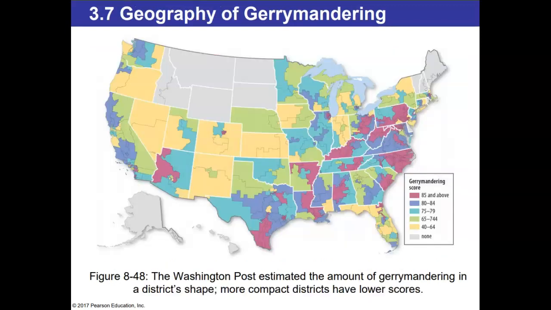Some states go to lengths of ensuring that districts are not gerrymandered by using independent commissions to determine those boundaries, and other states have very strong instances of gerrymandering. Take some time to look at the states that have higher levels of gerrymandering on this map.